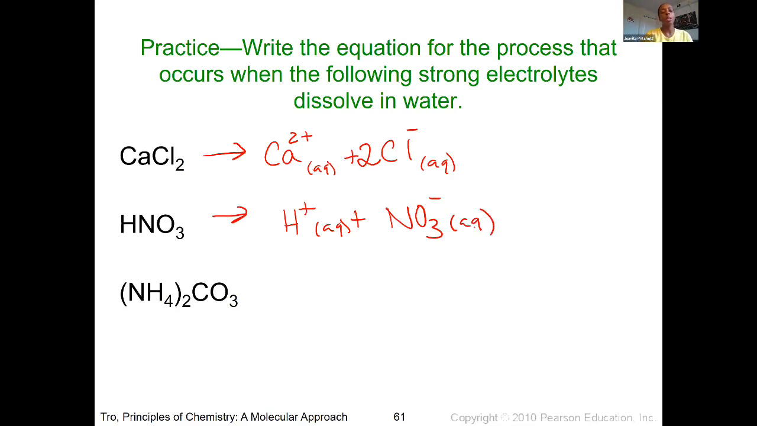And then last but not least, ammonium carbonate. Now, ammonium carbonate was one of those situations where we don't have a metal present, but it is an ionic compound because you have the polyatomic ion ammonium present as the cation and then carbonate as the anion. So when this dissociates, I would get my ammonium ion with a positive charge and my carbonate ion with a 2 negative charge. And to balance this out, I need 2 ammonium ions coming out. Again, since this is in water, we could say these are aqueous.